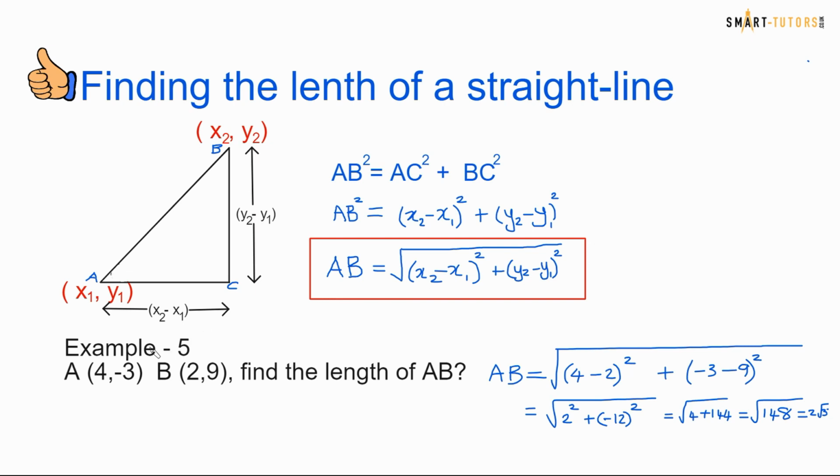Let's look at example 5. A equal 4, minus 3, B equal 2, 9. Find the length of AB. So AB equal square root of 4 minus 2 whole thing squared plus minus 3 minus 9 whole thing squared. If you do the maths, 4 minus 2 is 2 squared, minus 3 minus 9 is minus 12 squared. So altogether is square root of 148, so that will come up to 2 square root of 37.